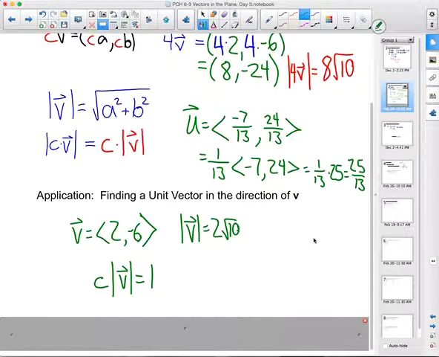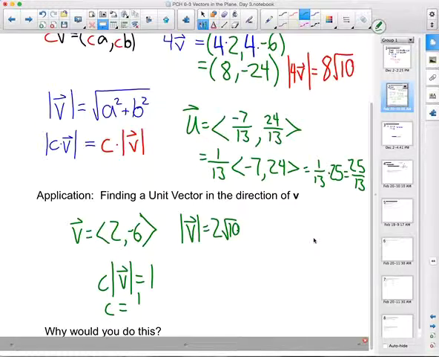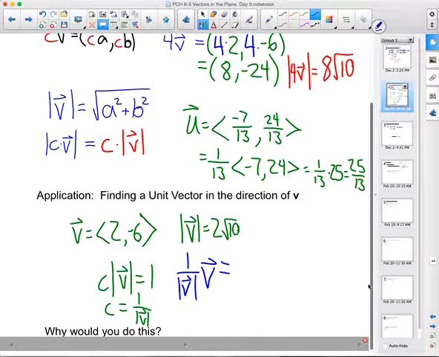If C, well, you could even just solve this equation: C equals 1 over the magnitude of V. So, guess what? If I take V and I multiply it by 1 over the magnitude of V, I've got 1 over 2√10 times that 2, -6. This vector here is going to have a magnitude equal to 1.